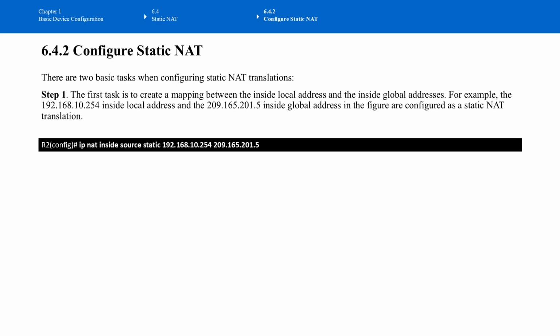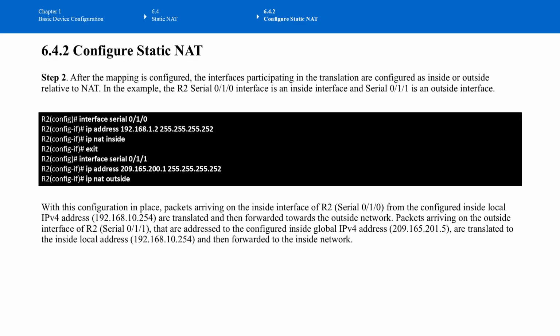There are two basic tasks when configuring static NAT translations. Step 1. The first task is to create a map between the inside local address and the inside global addresses. For example, the 192.168.10.254 inside local address and the 209.165.201.5 inside global address in this figure are configured as a static NAT translation. We use the command ip nat inside source static 192.168.10.254 209.165.201.5.